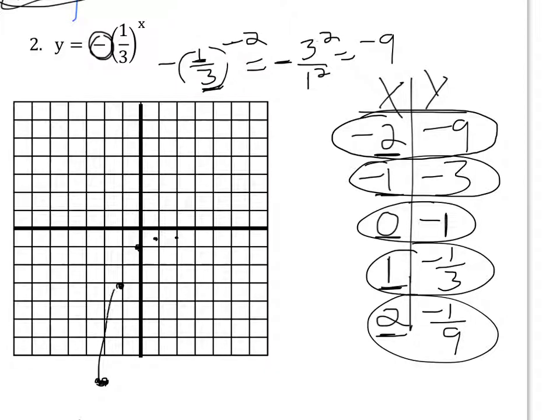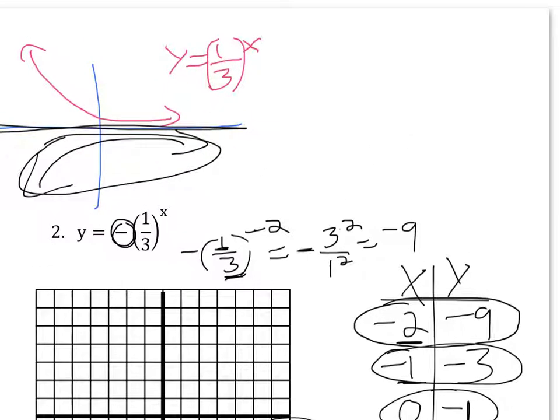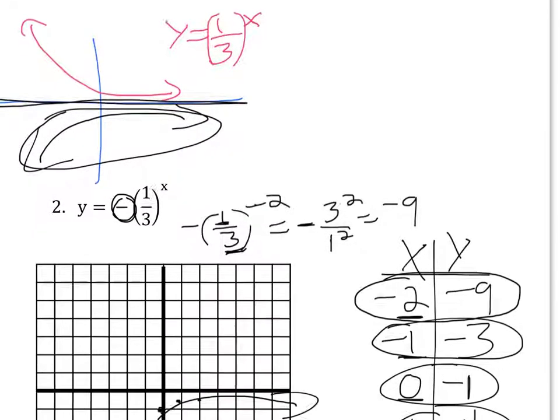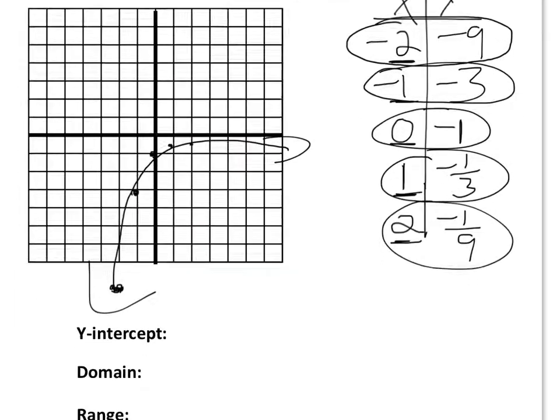So if you look, this is our graph. I'm going to move up to see if it matches up, and you can see how it matches up with this right there. It's the same as what was on here. Okay, so let's do our last part. We're going to find our y-intercept, domain, and range.